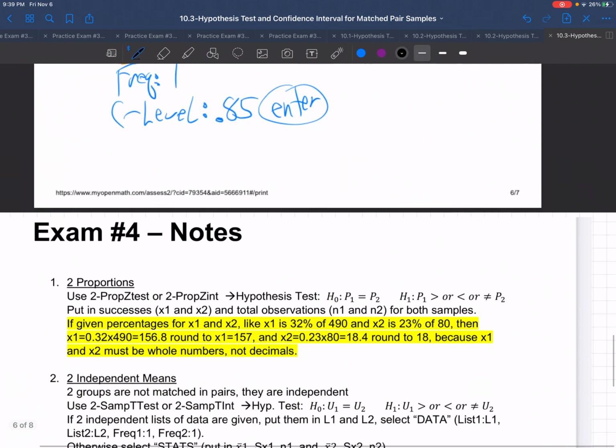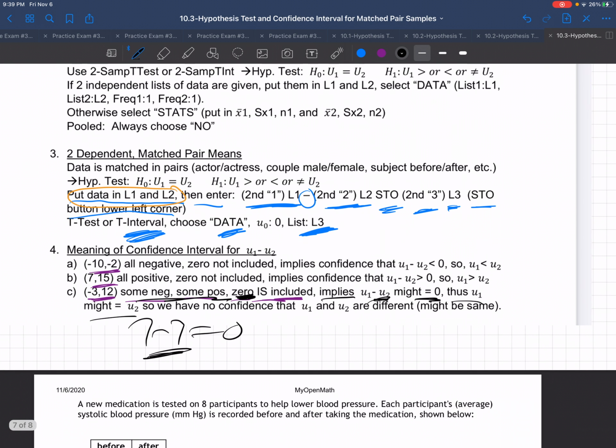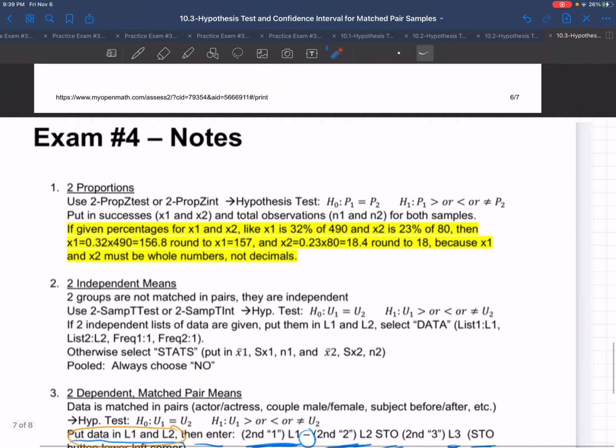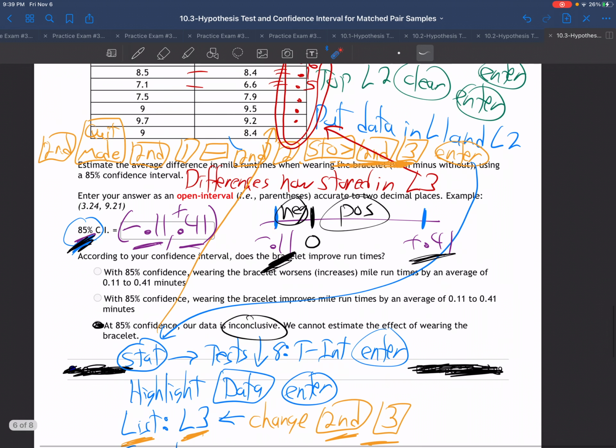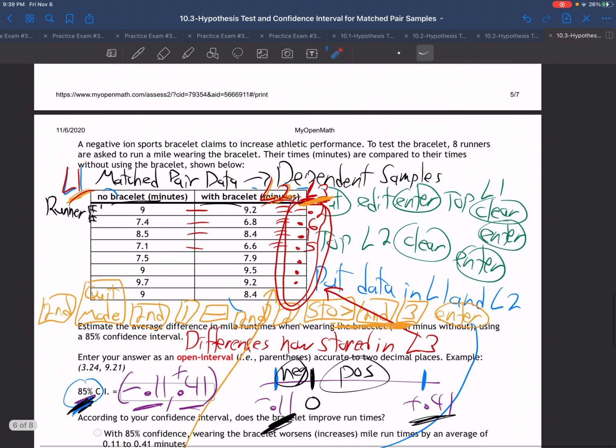If that interval had come out all positive, for example, then that would mean the difference is positive. And how does the difference come out positive? Well, the first number's got to be bigger. If the difference is all negative, then the first number is smaller. But that didn't happen for us. We got a difference with some negative, some positive. That's inconclusive.